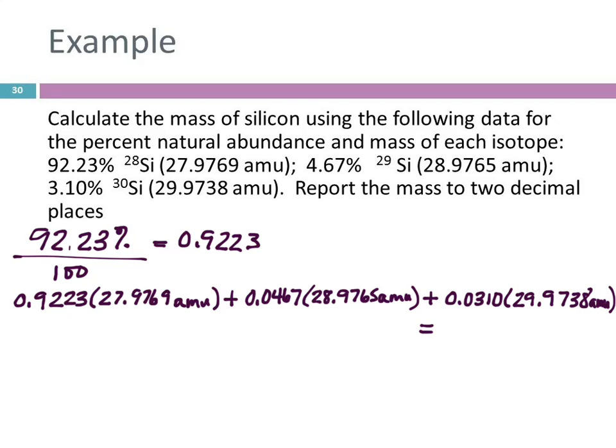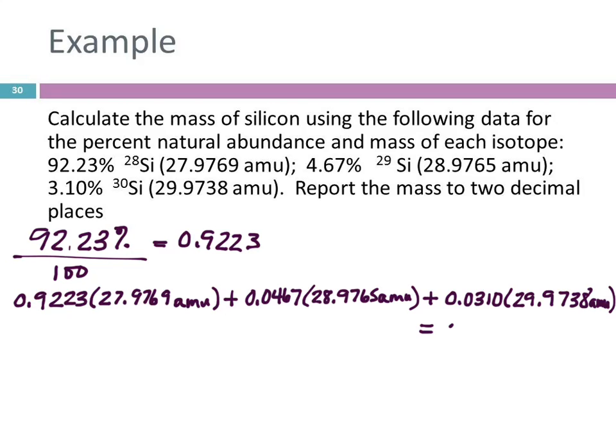and then we just have to punch all those numbers into our calculator. 0.9223 times 27.9769 plus 0.0467 times 28.9765 plus 0.0310 times 29.9738 equals.